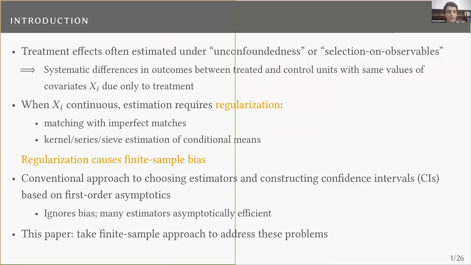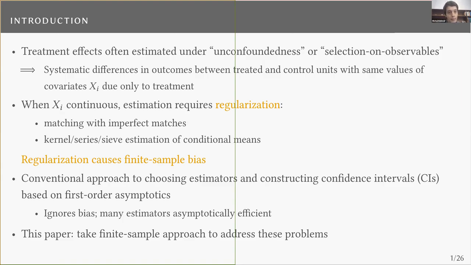Now, if the x's are discrete, you can do this adjustment perfectly. But when the covariates x are continuous, you cannot do this perfectly, and estimation in general requires some sort of regularization. So for example, you may use matching techniques, but the matches will not be perfect. Or you may use other smoothing techniques such as kernel or series estimation or other nonparametric techniques. All of these are going to lead to some smoothing or regularization, and that regularization is going to cause bias in finite samples.